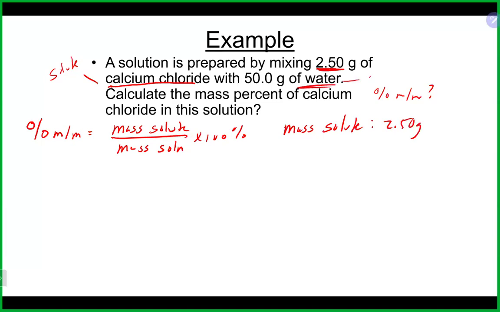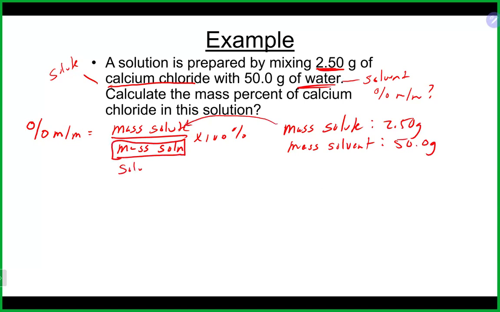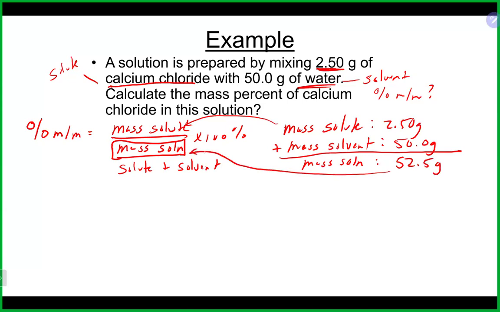Water here is going to be our solvent, and the mass of our solvent will be 50 grams. So we do have the mass of the solute. Remember again, the mass of the solution is both the solute plus the solvent. As you can see here, it is given to you separately. So to get the mass of the solution, you do need to add those together, and that's going to get you 52.5 grams. That is what should go on the bottom, not 50, which is just the solvent by itself. At this point, we could now plug everything in.